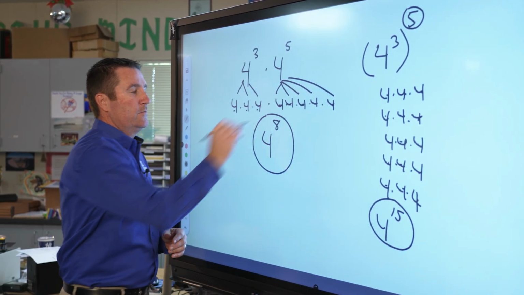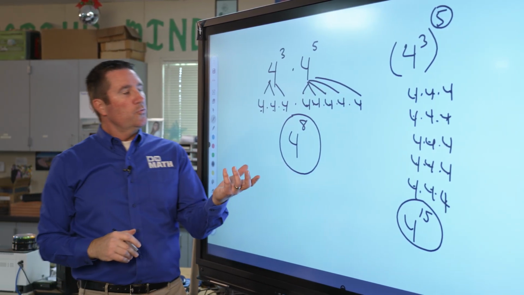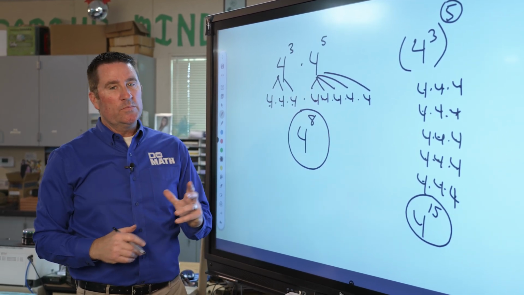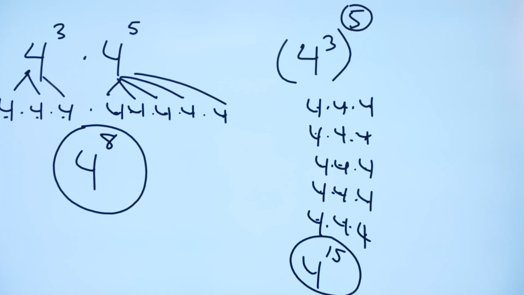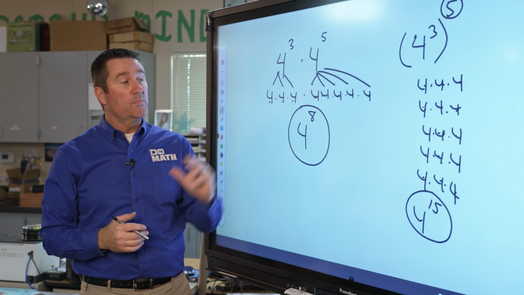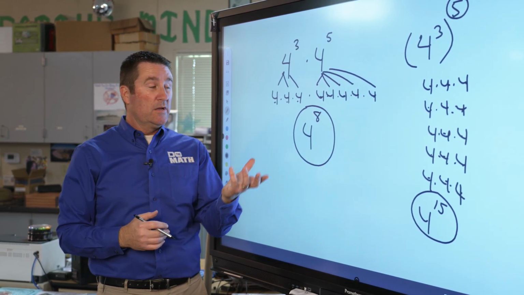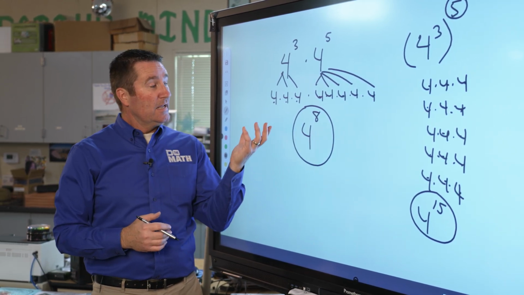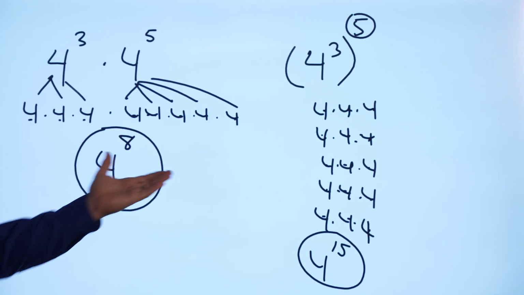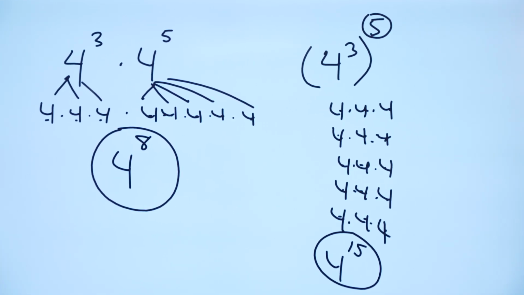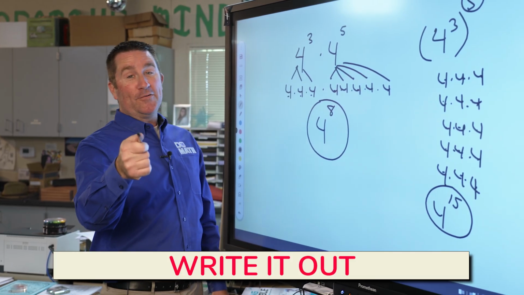I'm not gonna tell you about any kind of rule or way you can quickly do these problems. I think this is the best way because not only can you see what's going on, but it has been my experience that most students can get the right answer if they can draw it out and see everything that's actually happening. So don't forget, write it out to do it right.